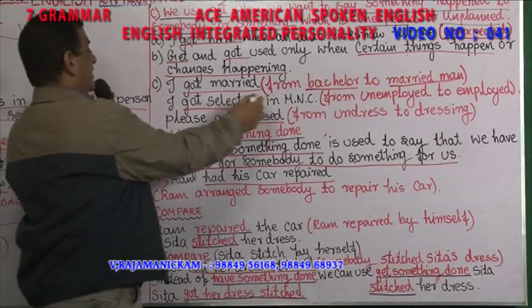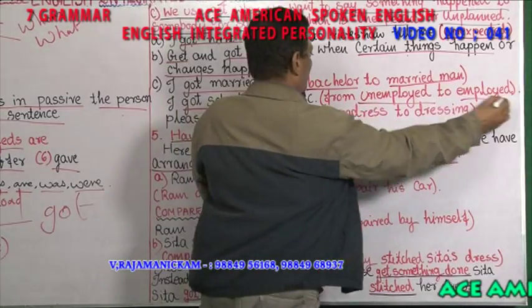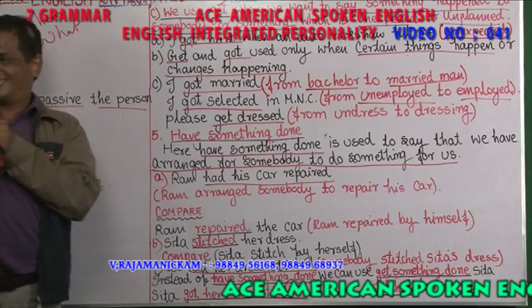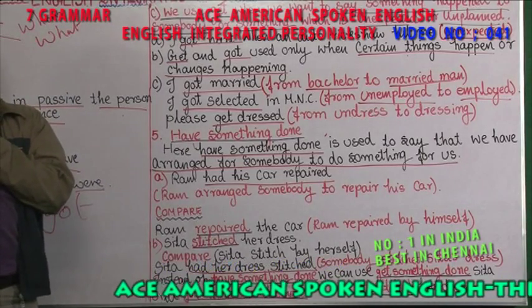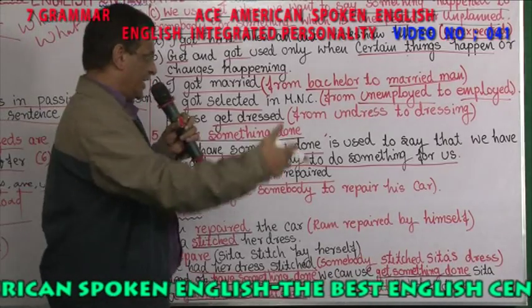I got selected in MNC. For the unemployed to employed. So far you have not got a job. I got selected. So changes. Got is used when something happened to somebody. Got is used for changes.